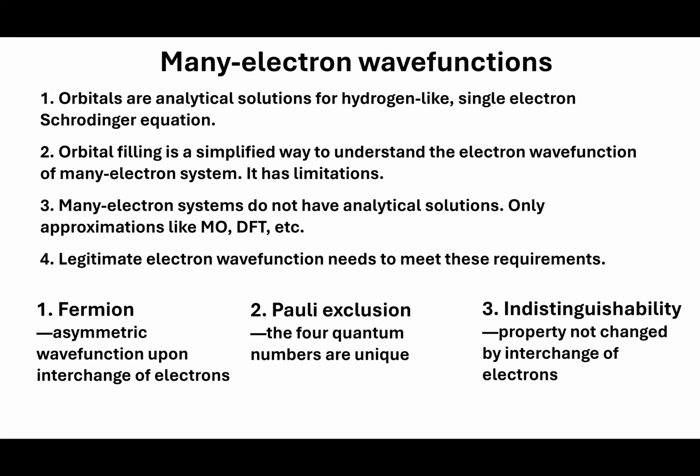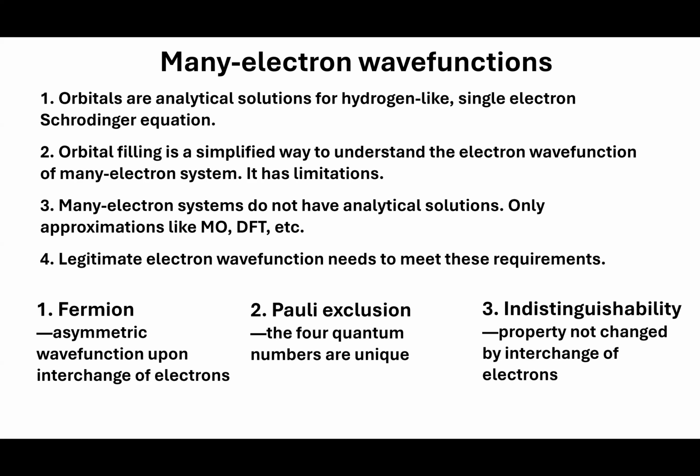The third one is indistinguishability. What that means is, when you interchange electrons, your property should not change. Or to be more specific, your electron density should not be changed, because electrons are all identical. If you interchange two electrons, you don't change the electron density of the whole system.